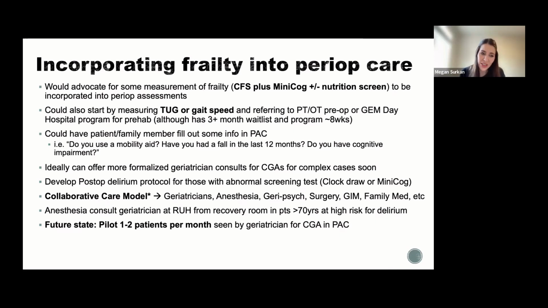Another option, as I said, is that anesthesia in some settings can consult the geriatrician or just give us a call from the recovery room. So people that are over 70, they might have hearing or visual impairments, dementia, MCI already known. Then at RUH, certainly I would have capacity to see a couple people a week through that route. And then, future state, when we look at more specifics, we could look at piloting a patient or two per month to start with, to be seen for CGA within PAC.